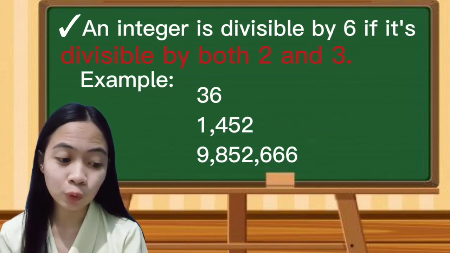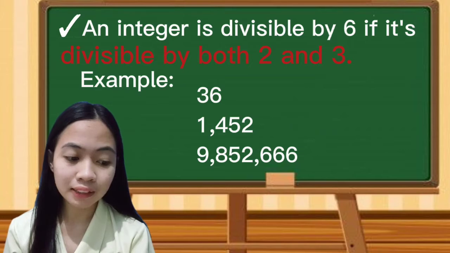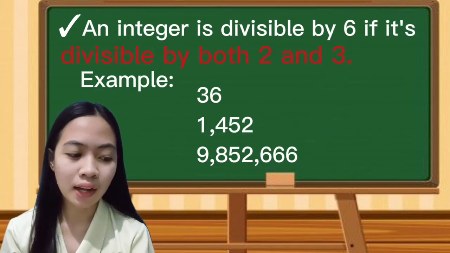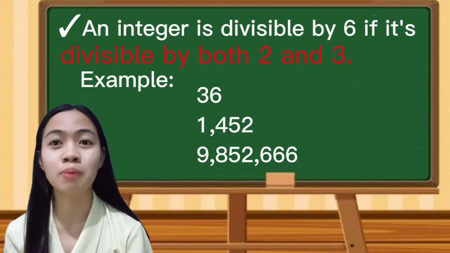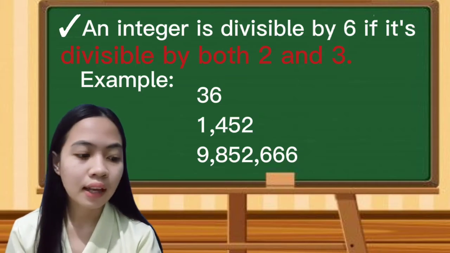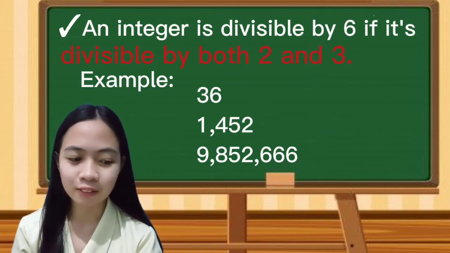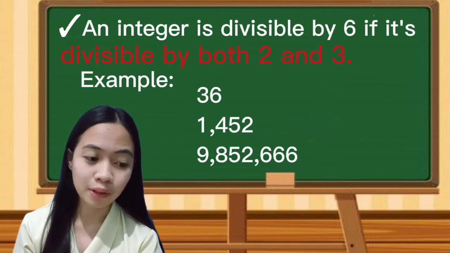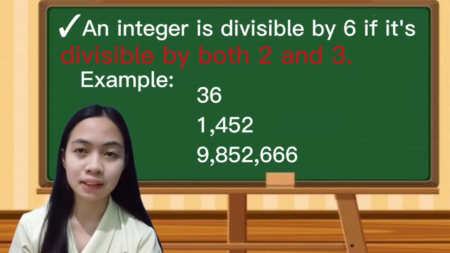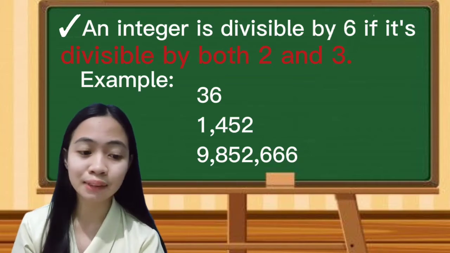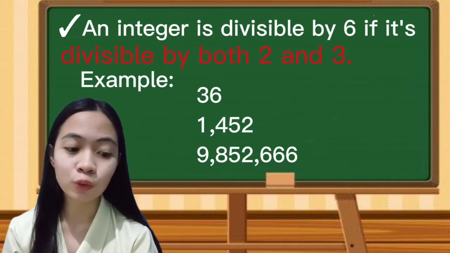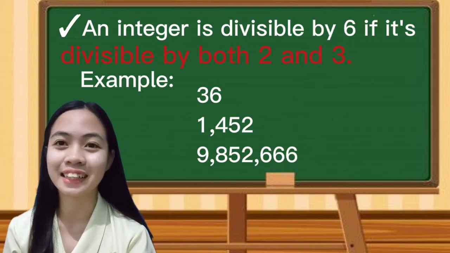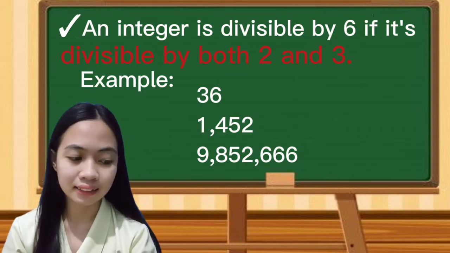1452. The last digit is 2, and it is even. 1 plus 4 plus 5 plus 2 is equal to 12, and 12 is divisible by 3. So 1452 is divisible by 6. Another one, 9,852,666. The last digit is 6, and 6 is an even number. And 9 plus 8 plus 5 plus 2 plus 6 plus 6 plus 6 is equal to 42, and 42 is divisible by 3. Meaning to say, 9,852,666 is divisible by 6.